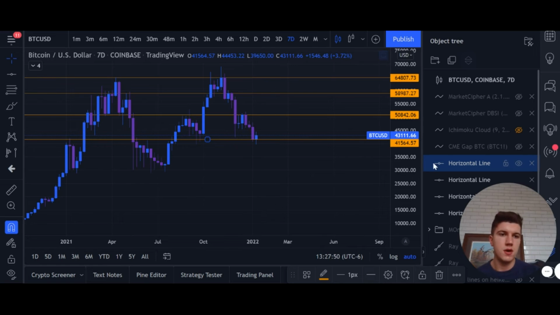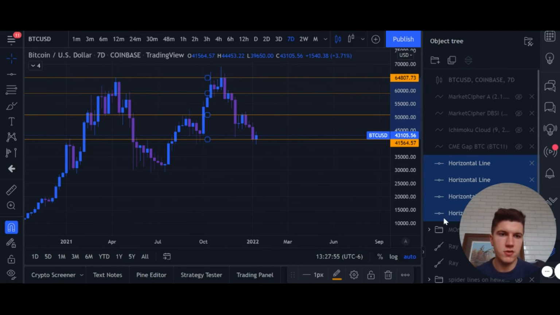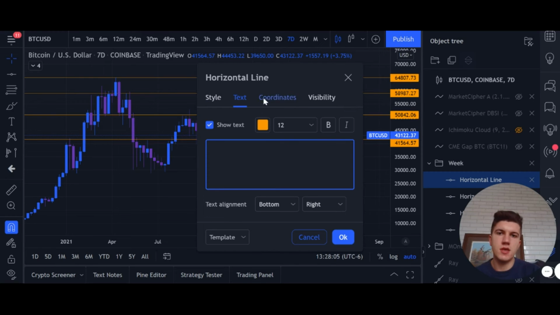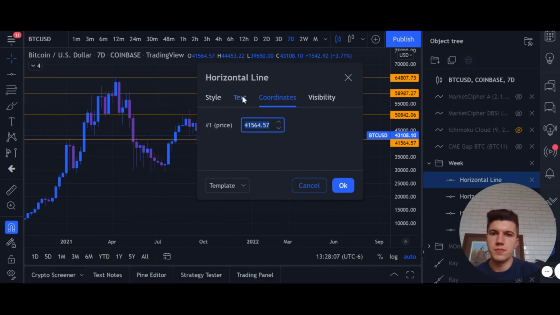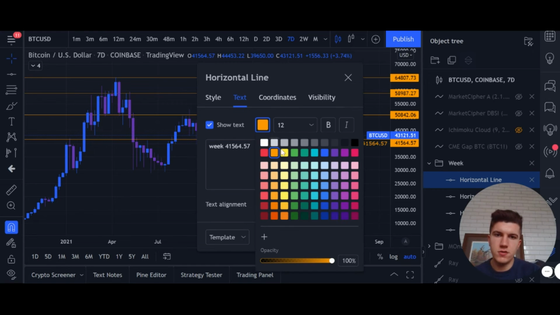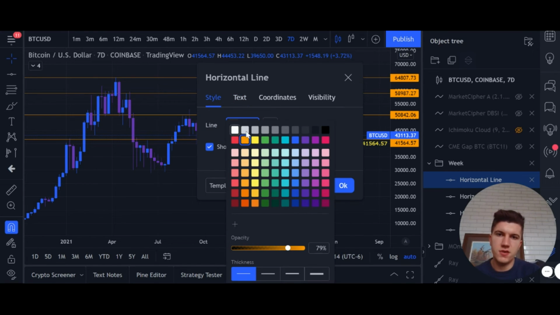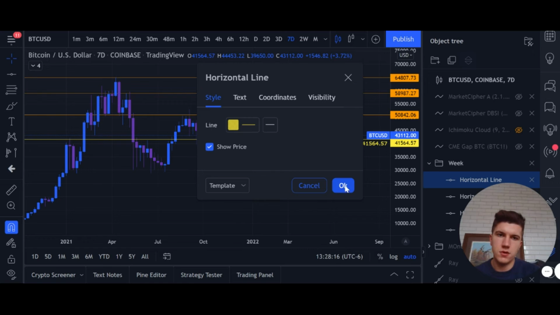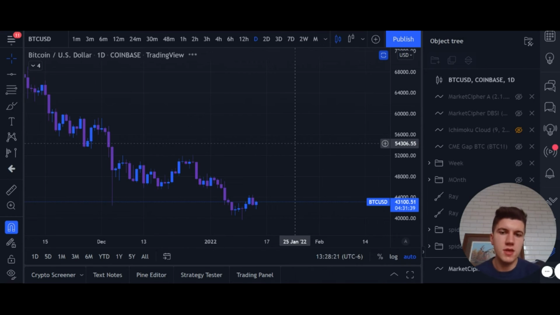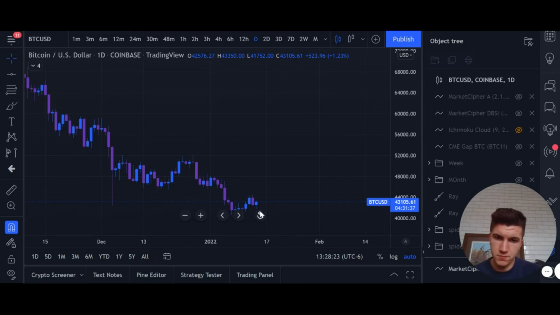It's definitely a support line you want to keep. Anyways, I would put all these into a folder and name it weekly or week, however you want to organize it. And with weeklies, you can also make it a different color if you want to. In my case, I like to make it gold yellow color, whatever. So yeah. And then from weekly, I like to move on to my daily timeframes.